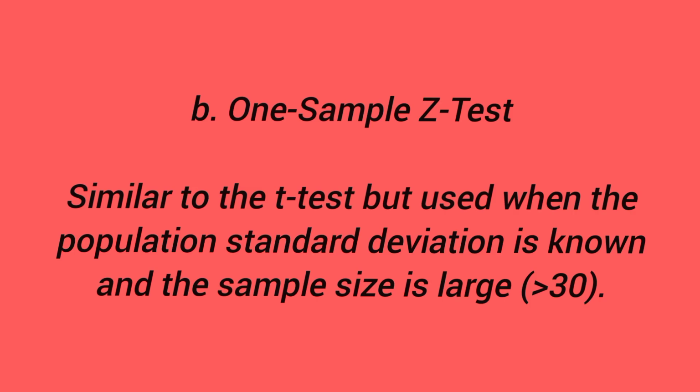Second is the one sample z-test. Similar to the t-test, but used when the population standard deviation is known and the sample size is large. For example, checking if the mean height of basketball players in a college is different from the national average, given that the population standard deviation is known.